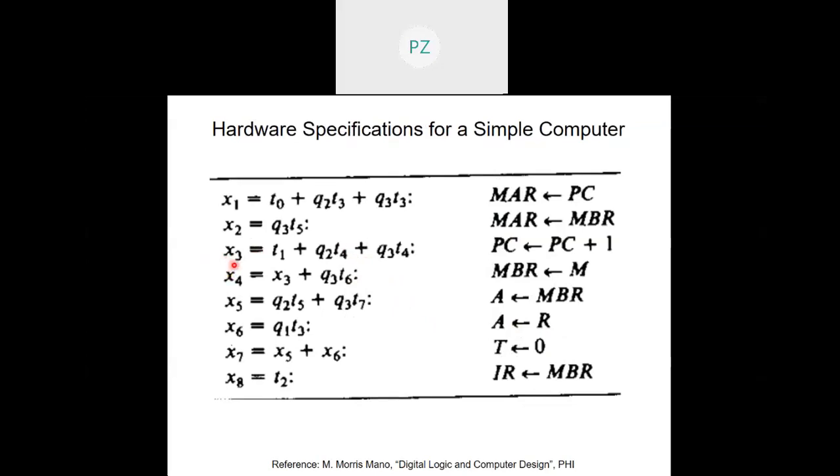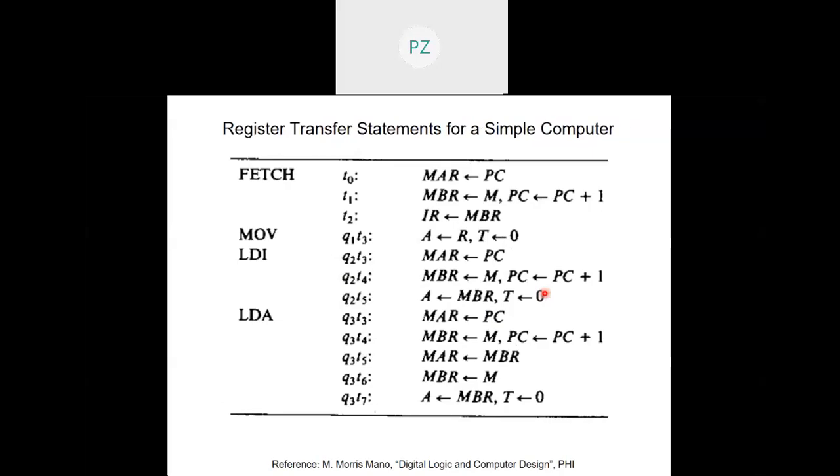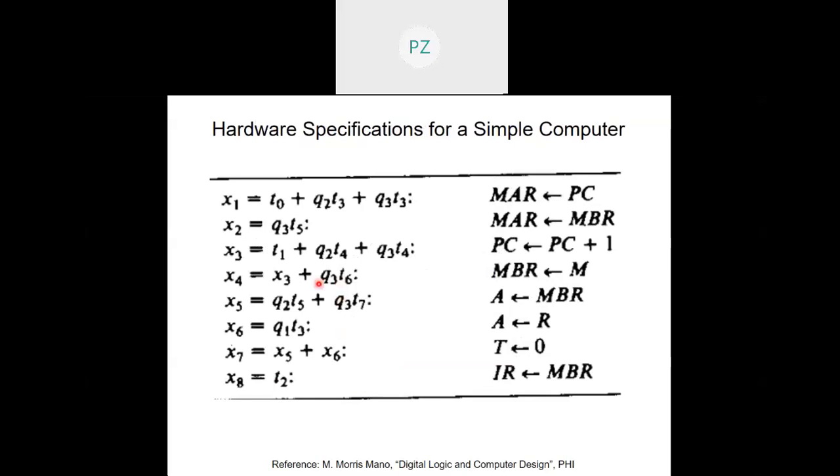Then M to MBR, which effectively means the memory location whose address comes from MAR, I want loaded into MBR. So let us see where all it exists. In fact, it exists at all these locations of X3 plus Q3 T6. I can see it exists here, here, here, and in addition, it exists here, right? So X3 or Q3 T6, it happens.